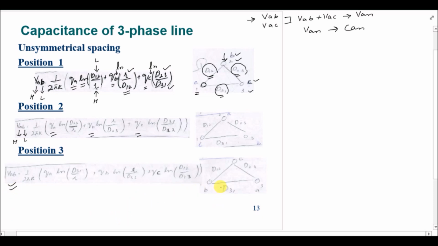One thing to keep in mind is that in the symmetrical spacing, these QC terms were cancelled out. Why? Because in the numerator we have D and in the denominator we also have D, so this will cancel out, and ln 1 was equal to 0. But in this case, due to unsymmetrical spacing, we cannot cancel out the last term from all the three equations. So we have to find the average voltage VAB by adding these three equations 1, 2 and 3 and dividing by 3.